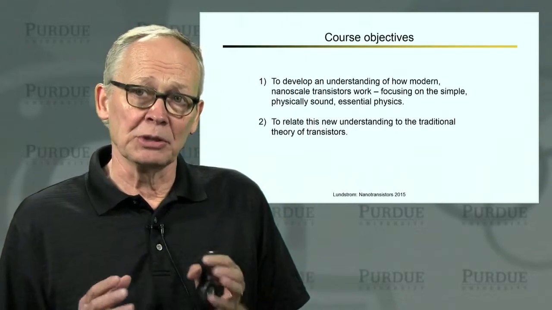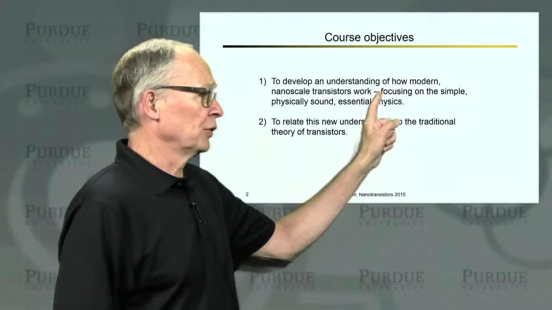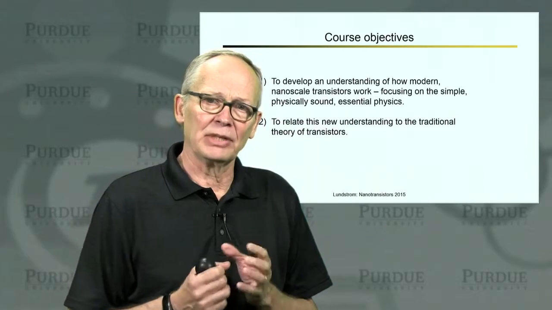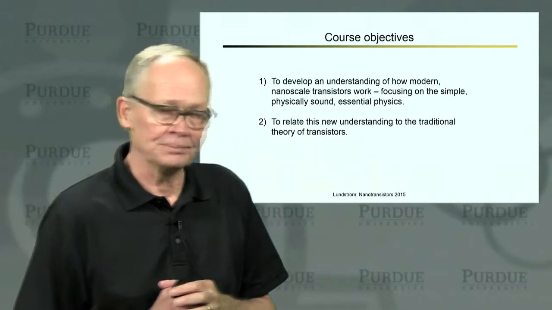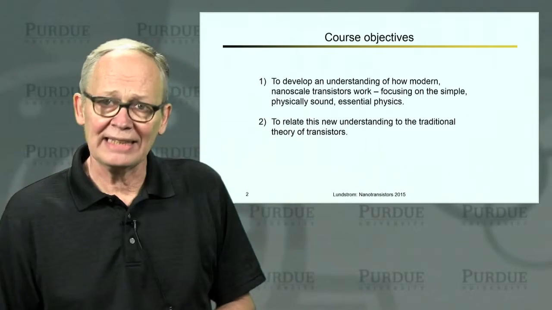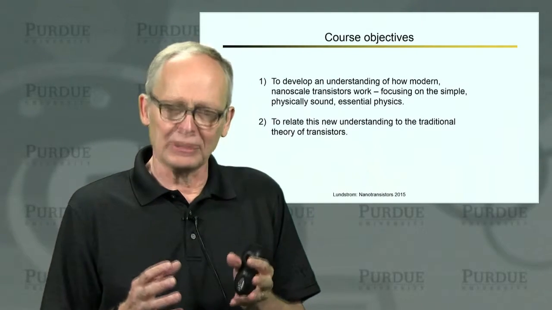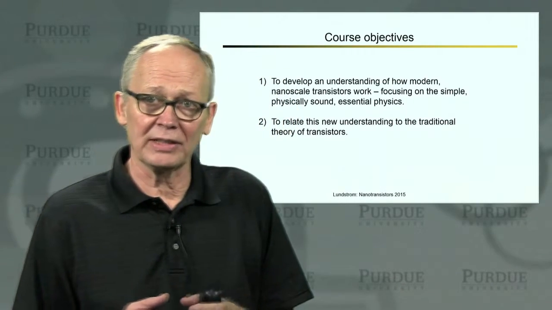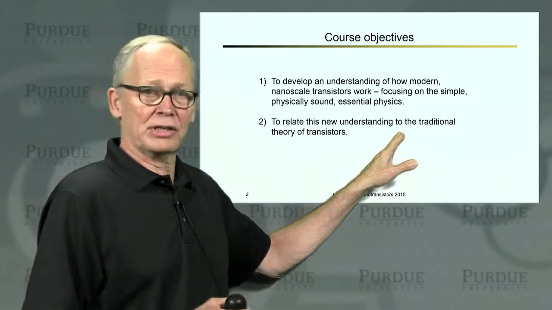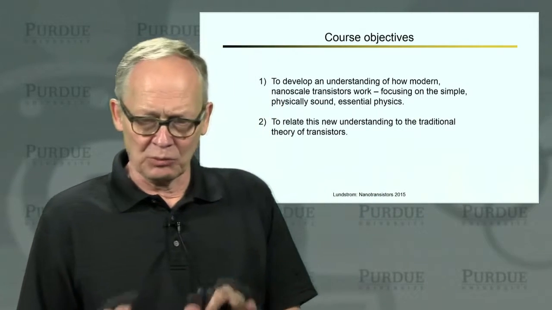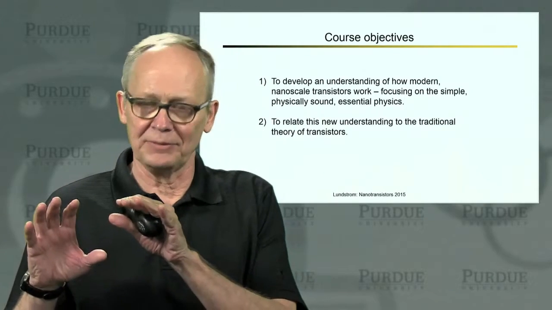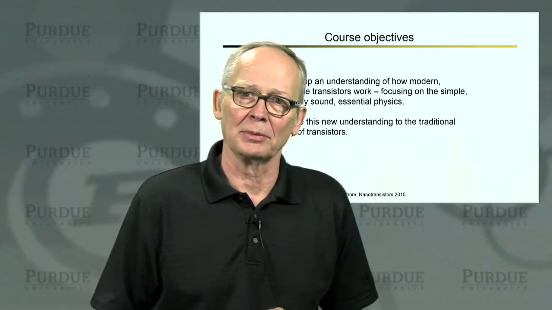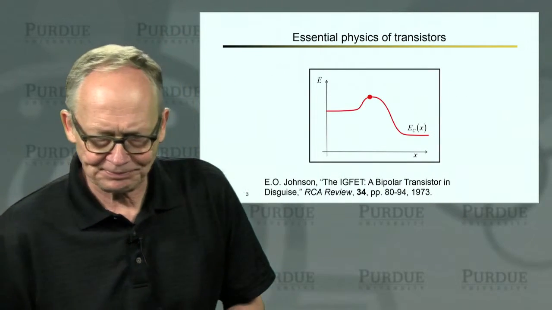So what we set out to do was very simple, really two things. The first was to develop a solid physical but simple understanding of the operation of a modern-day nanotransistor. The second objective was to relate this new understanding of very small transistors to the traditional theory of MOSFETs. If you've had a course in MOSFET theory before, chances are you've learned the traditional theory. It's still widely used. But one of the objectives in this course was to relate a physically sound way of understanding carrier transport to this conventional way that was developed for longer channel length MOSFETs.